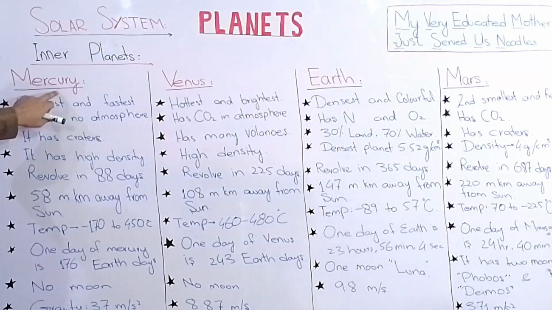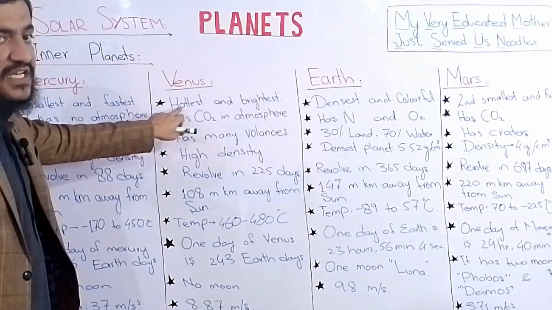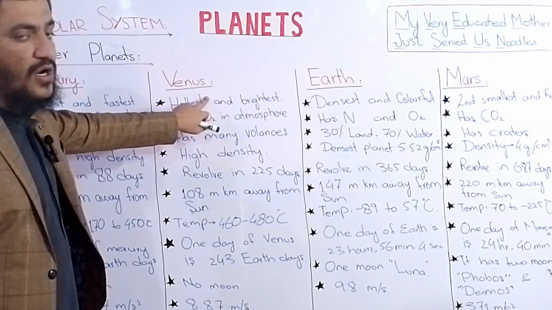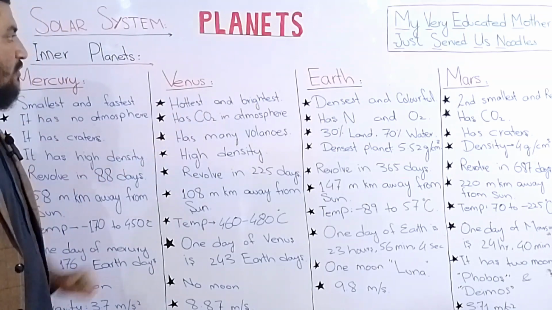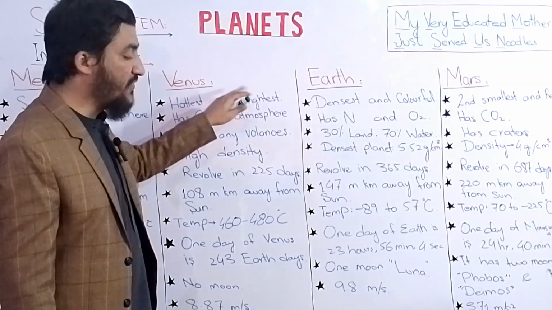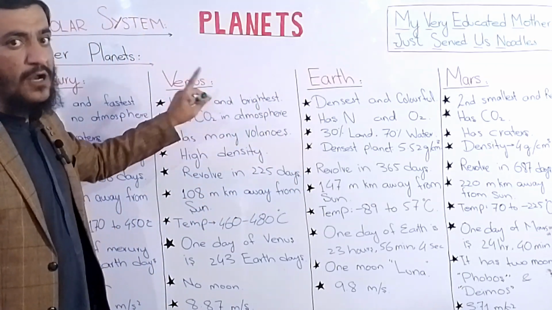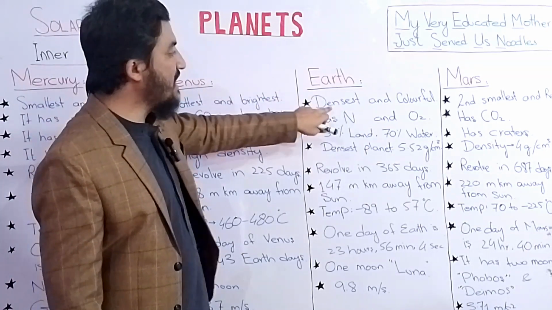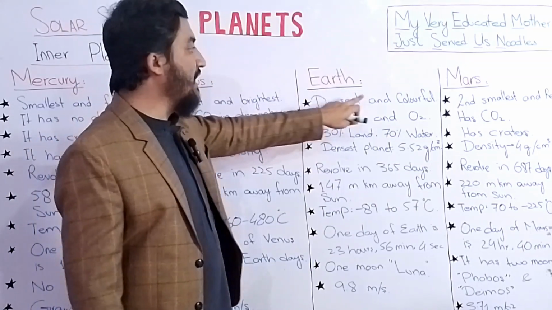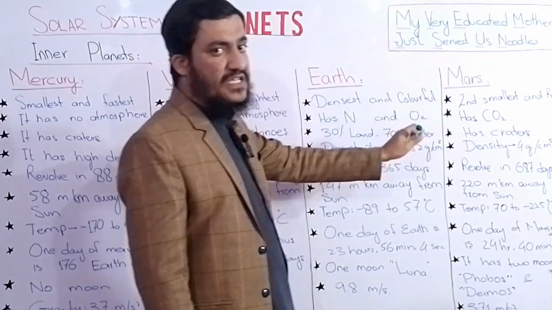So first of all comes Mercury. Mercury is the smallest and fastest planet in our solar system, while Venus is the hottest and brightest planet. Venus is also called the sister planet of Earth because it is close to the Earth. After sunset or before sunrise, it can be seen around the east and west horizons. Earth is the densest of the solar planets, and it is also called the colorful planet, while Mars is the second smallest.